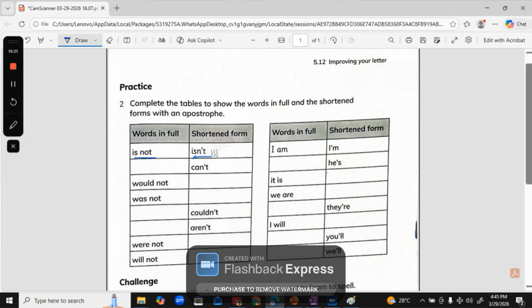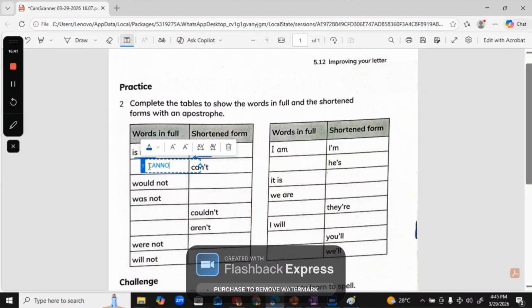All right. So what could be the possible full form of can't? Yes, you have to do it on your own. It would be cannot. Similarly, you have to attempt all the others as well. The words in shortened form will be written over here, and the words in full over here for these as well. So it's very easy.